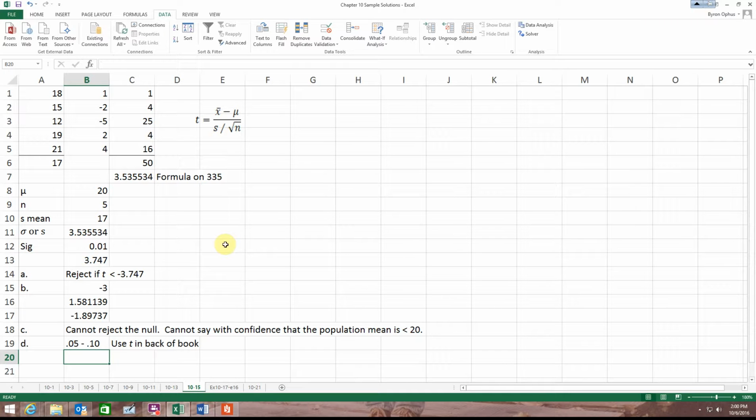So it results in the following values, which I've put here: 18, 15, 12, 19, 21. Assume a normal population, use the 0.01 significance level. Can we conclude the population mean is less than 20? Hence the alternate hypothesis. Okay, so we've got to do something. First, we do have to find the mean. Okay, so we do that.